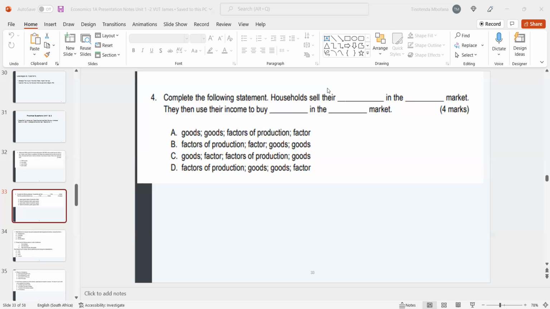Then they use their income to buy what in the dash market? So what do households buy? They buy goods and services. And where do they buy the goods and services? They buy them from the goods market. So, which means your answer was going to be B for this one.